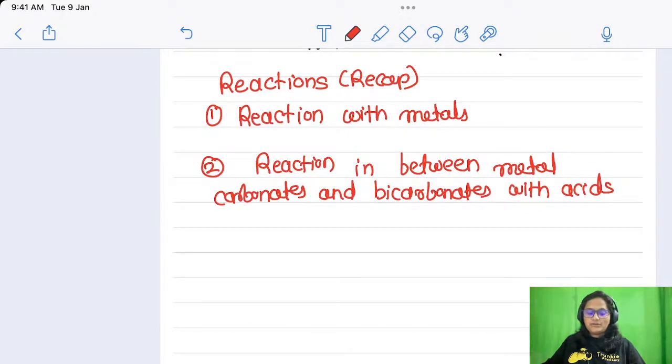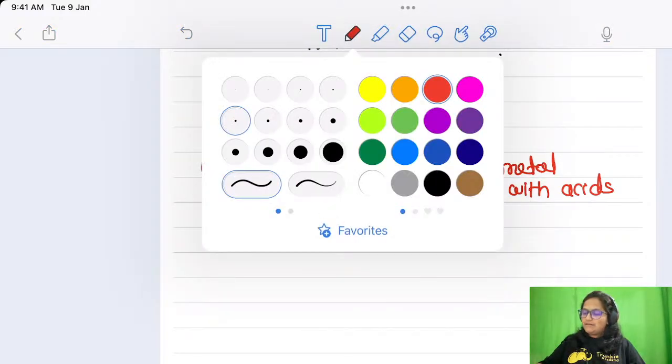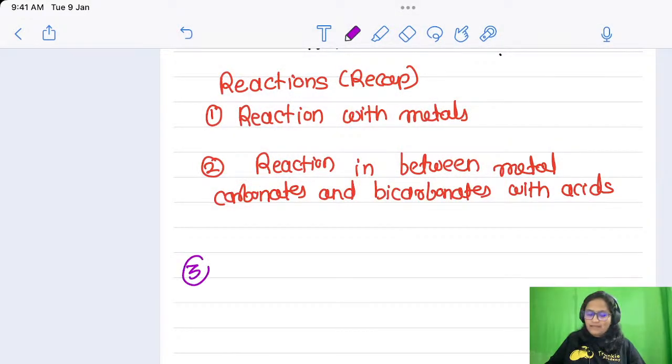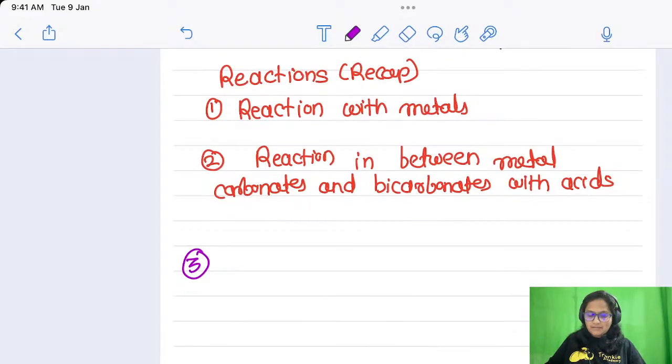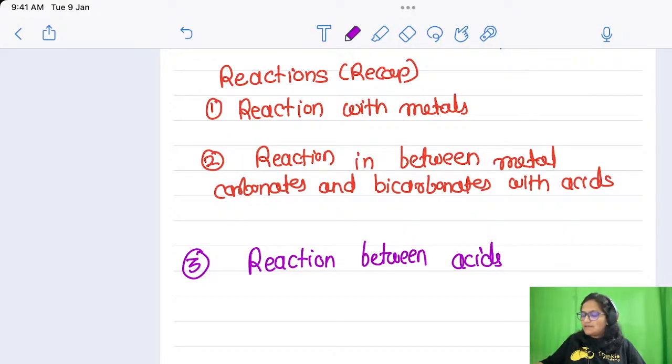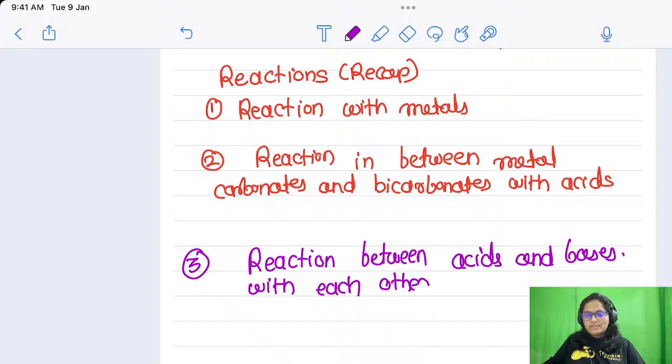So now in today's class we are going to discuss the next reaction, the third reaction, and that is the reaction between acids and bases with each other. That is the next reaction which we are going to discuss in today's class.